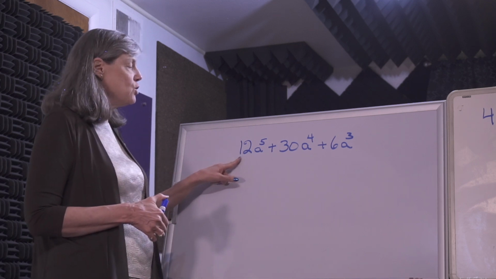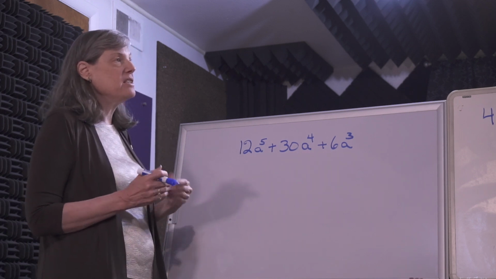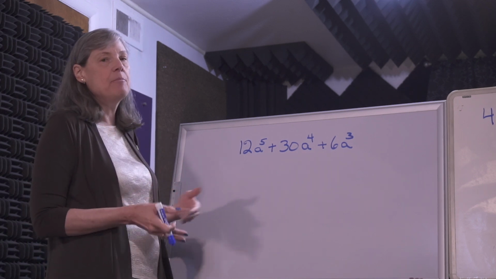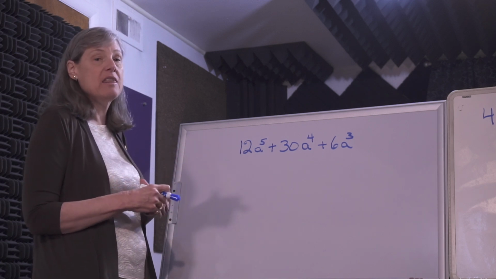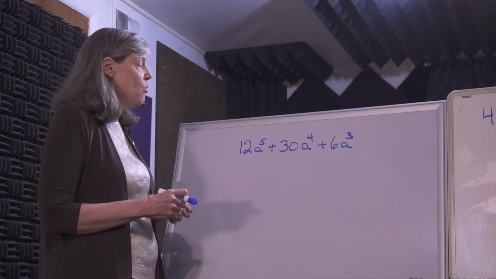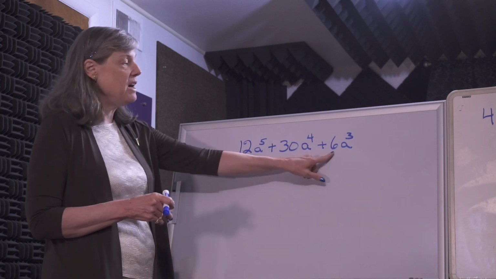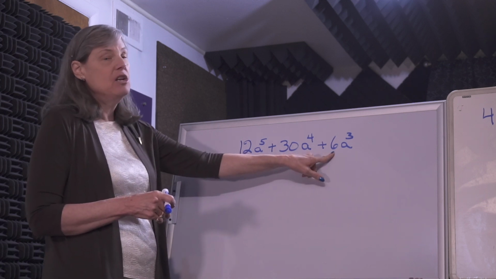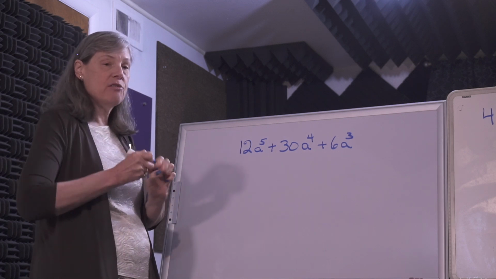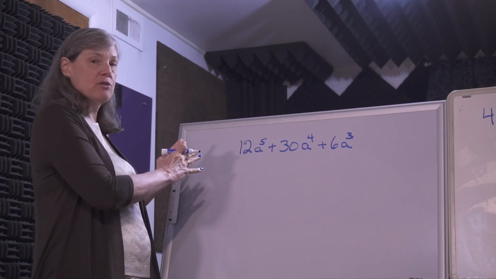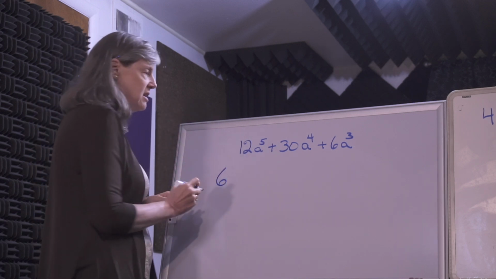So I'm going to look at 12, 30, and 6. And I decide what is the biggest number I can take out of each of these, factor out. Or another way to think of that is divide. Well, I can divide each of these by 6. I can't divide this by anything bigger than 6, so that's the most I can do. So anytime we factor things, we always put them out to the left in the front. So I'm going to factor the 6 out.